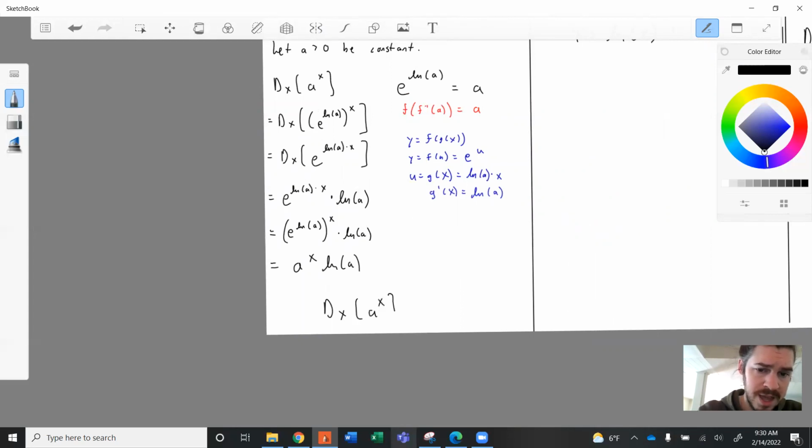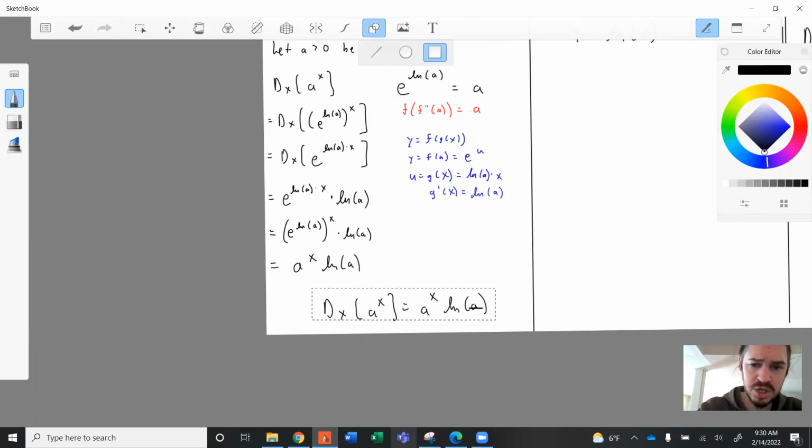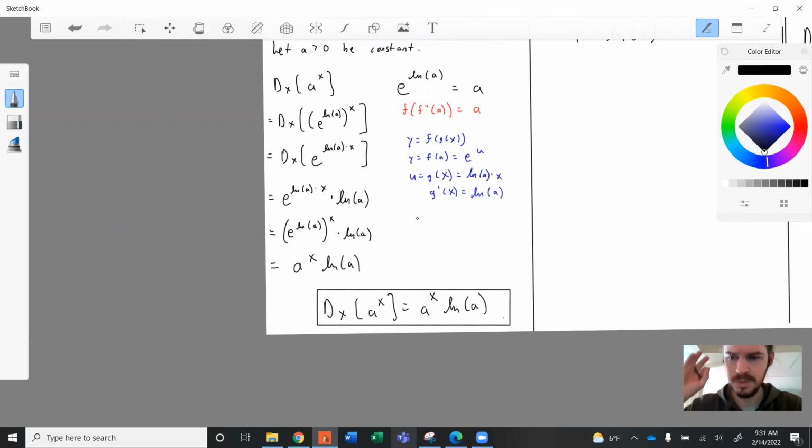The derivative of a to the x is itself, but then times the natural log of a. And we can use that as a new differentiation rule. That is our generalized differentiation rule for any exponential function. I don't know why this isn't working very well today, folks. I apologize. I think if I use my finger, there we go. Better.